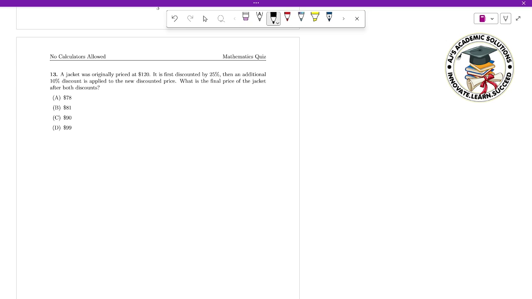So let's just try and understand what's happening here. Let's say, all right, so the original price is $120. And the first discount is 25%, sorry.